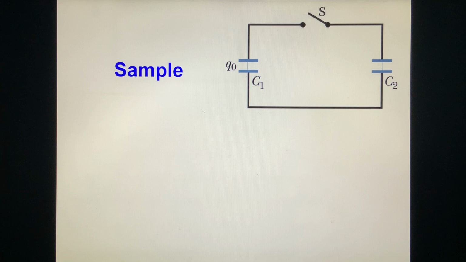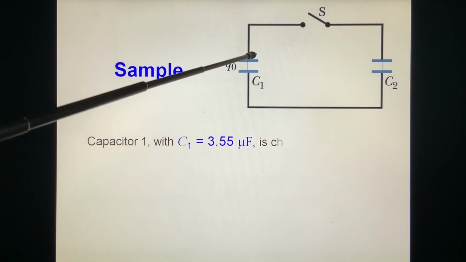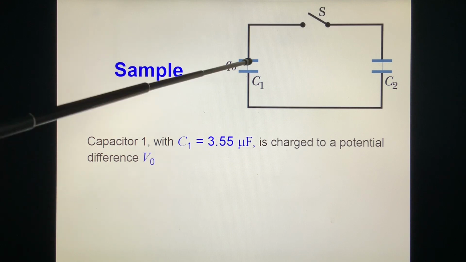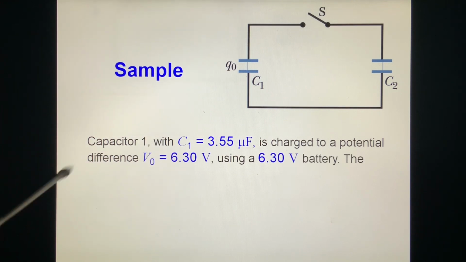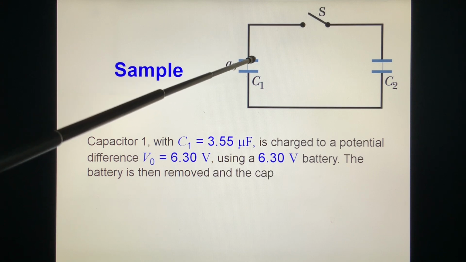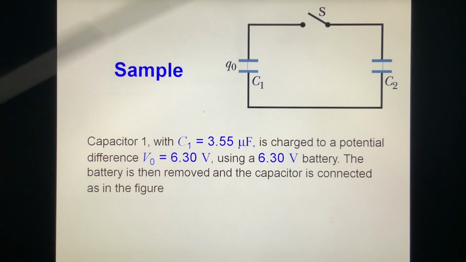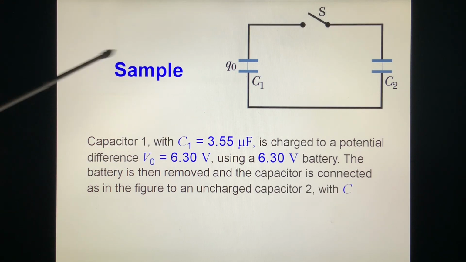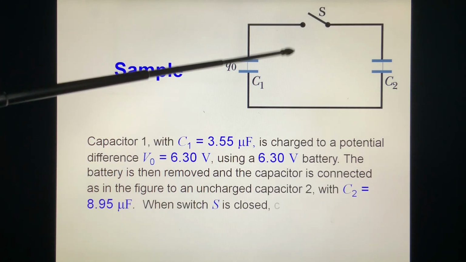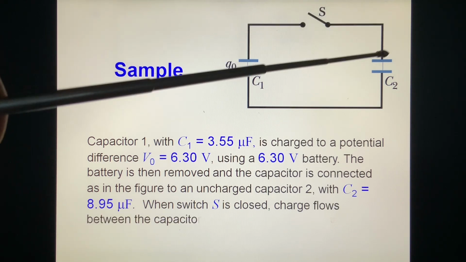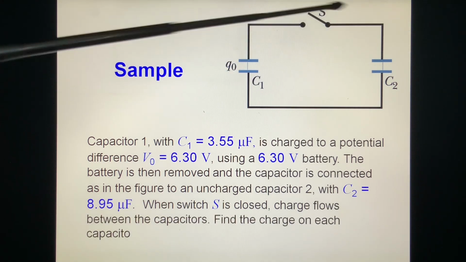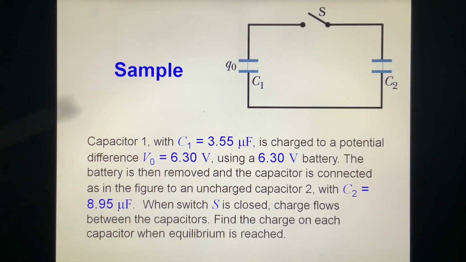Sample. Capacitor 1 with C1 equal to 3.55 microfarad is charged to a potential V0 of 6.30 volt using a 6.30 volt battery. The battery is then removed and the capacitor is connected in the figure to an uncharged capacitor C2 with C2 equal to 8.95 microfarad. When the switch is closed, charge flows between the capacitors. Find the charge on each capacitor when equilibrium is reached.